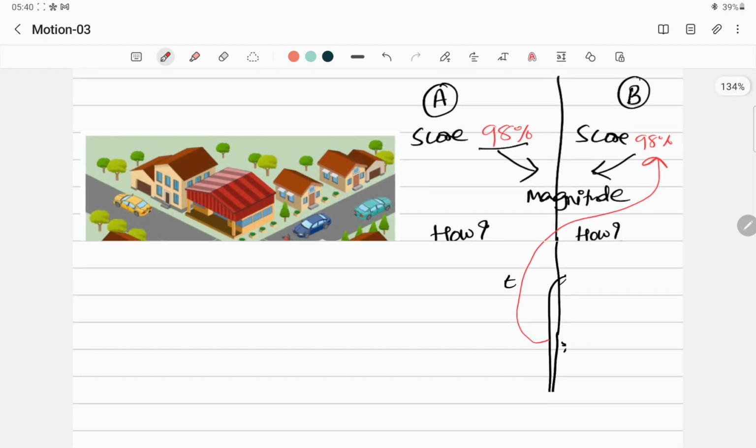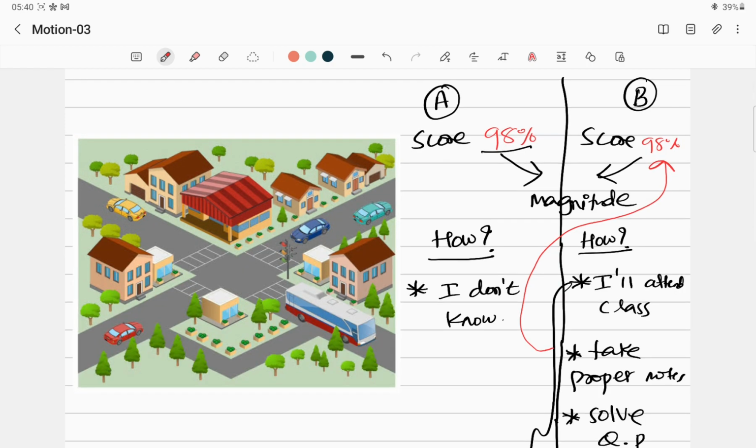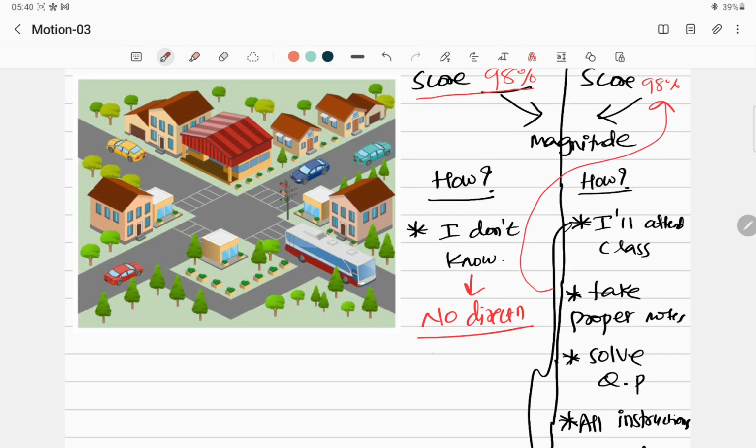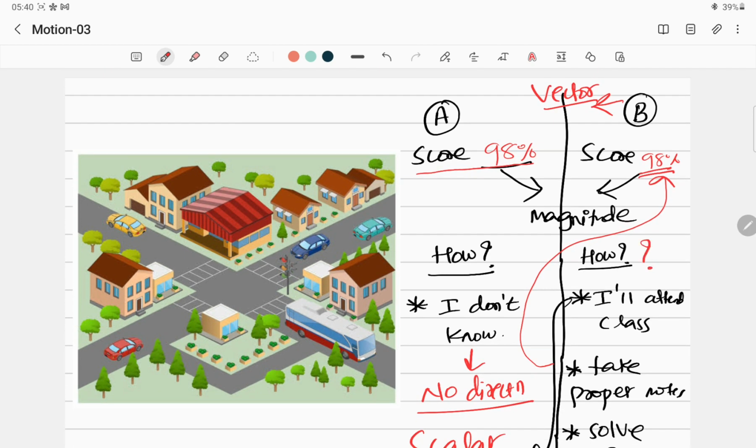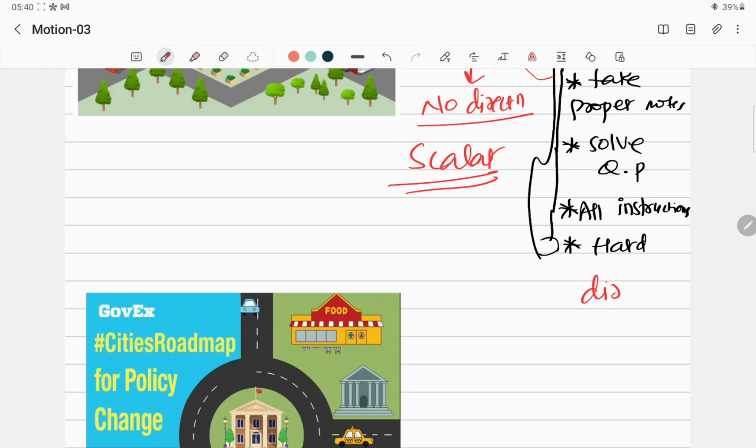Now look at this, what is the major difference between person A and person B? Person A has a magnitude of 98 percentage, but no direction. I mean, how to get that 98 percentage, he doesn't know. So that's why person A becomes what? A scalar. He is a scalar because he has magnitude but no direction. But how about person B? Person B becomes a vector because he has a magnitude of 98 percentage and he knows how. How means direction also he has. That's why he becomes a vector quantity.